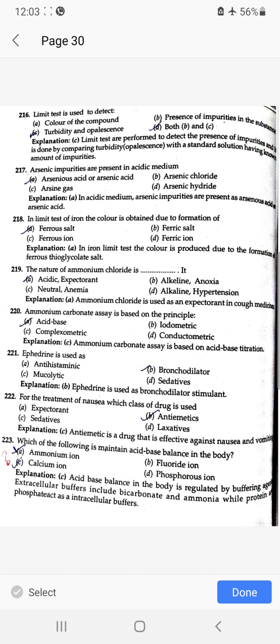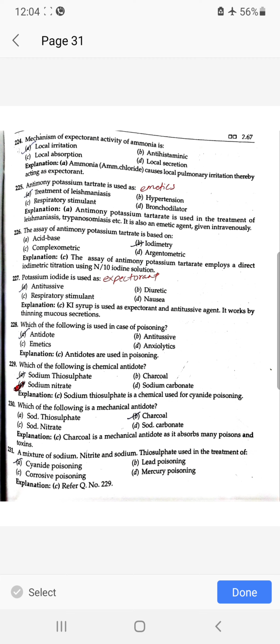Ephedrine is used as a bronchodilator. For the treatment of nausea, the class of drug used is antiemetics. Which of the following maintains acid balance in the body? Calcium ions. Mechanism of expectorant activity of ammonia is local irritation. Antimony potassium tartrate is used in the treatment of leishmaniasis. The assay of antimony potassium tartrate is based on iodimetry.